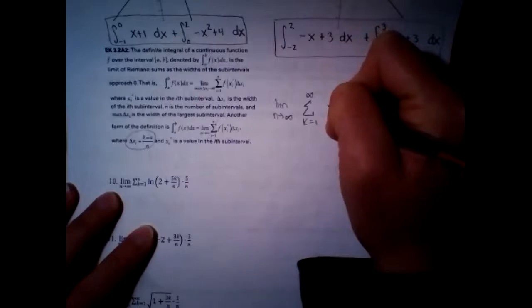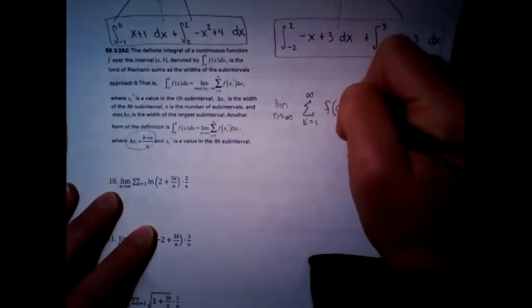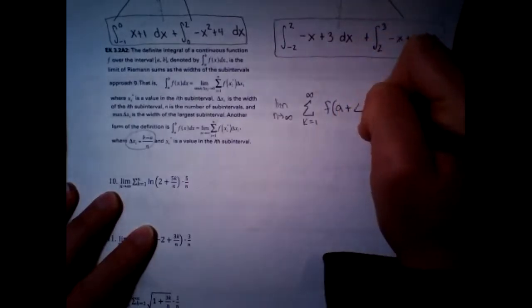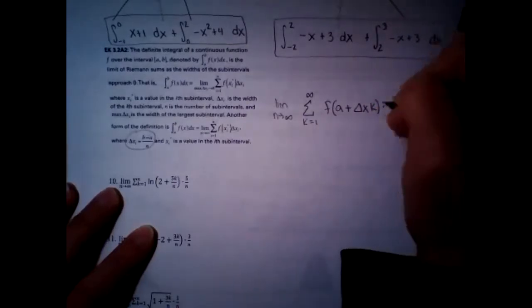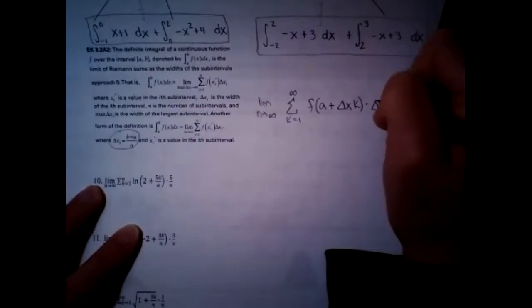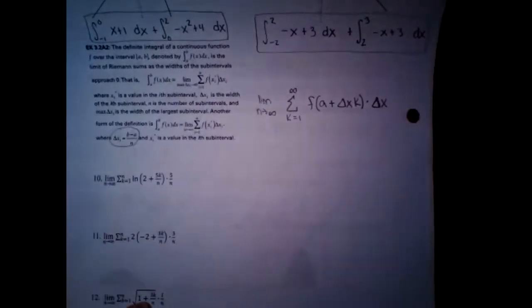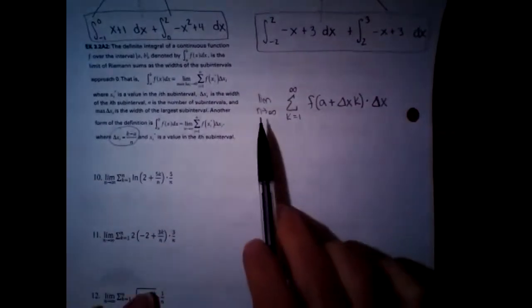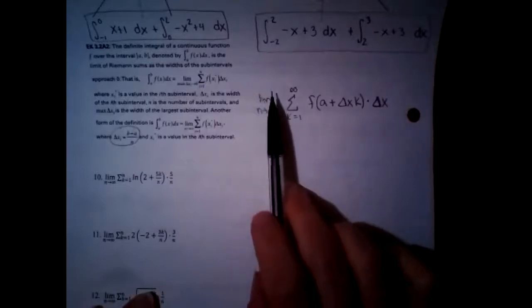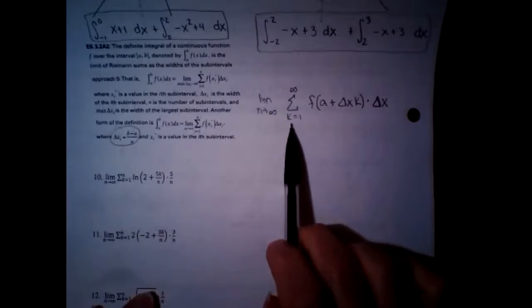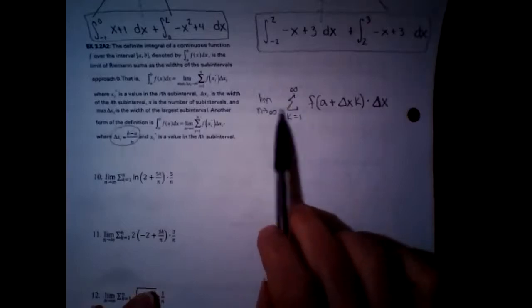All it means is you're adding up an infinite number of subintervals. That's all that it means. And sorry, I'm trying to talk and write this at the same time, so it's not a good idea. Just go ahead and write that part down. So limit as n goes to infinity, we want the subintervals to be infinite. This sigma means that we're adding them up forever. So that's what these things mean.